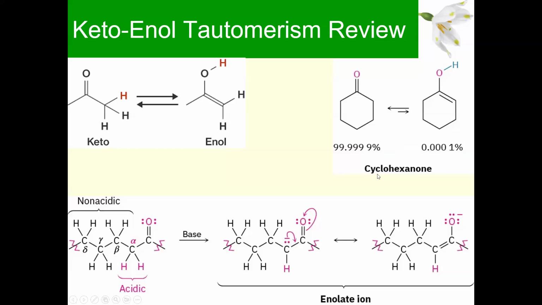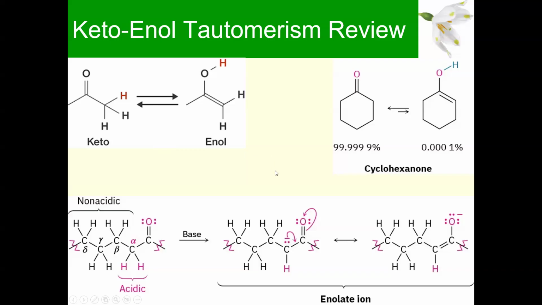So in a compound like cyclohexanone, well, that's where 99.999% of it looks like that. Okay, but a small amount of it, in this case 0.0001% of it, is in the enol form. And that just depends on the structure of the ketone/enol.